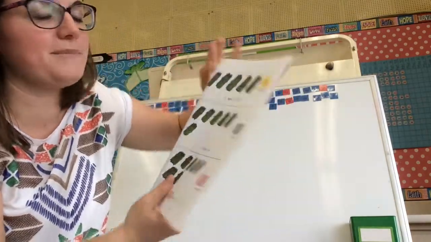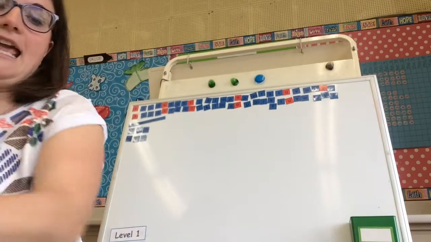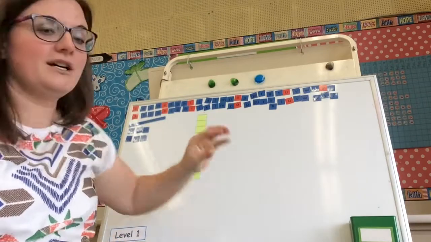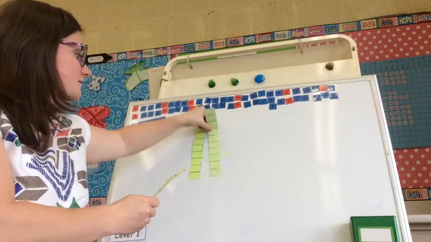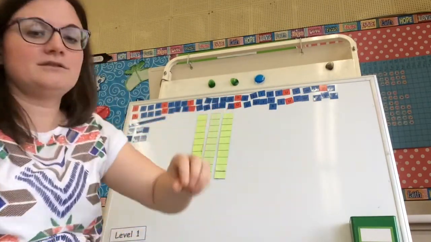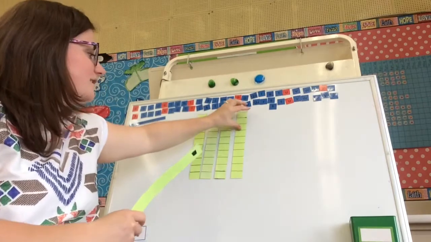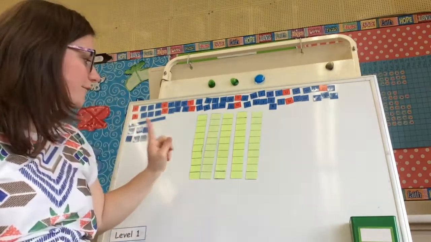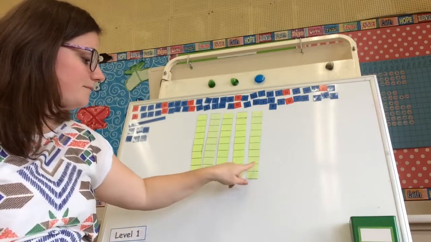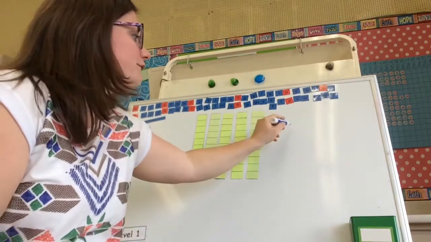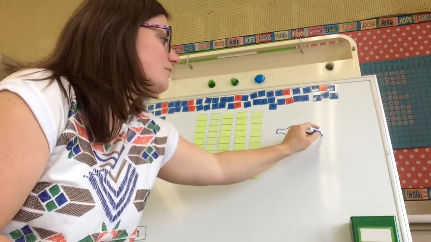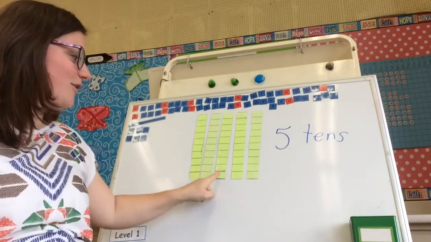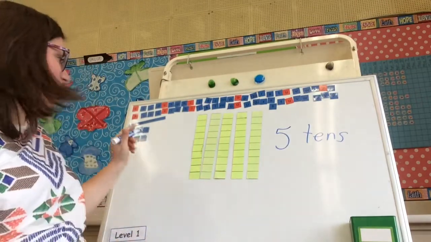So if we go to the top here, and you know that these are our 10. So if I put okay, how many tens do I have? I have 5 tens. And do you know what number that is? Let's count by tens and we can find out. 10, 20, 30, 40, 50, right?